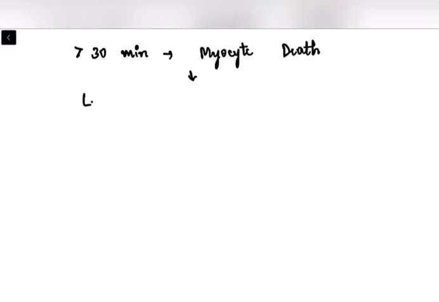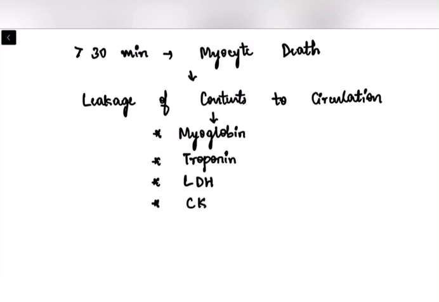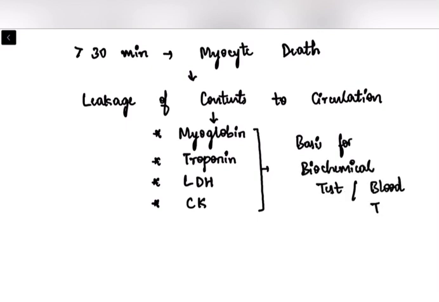This myocyte death leads to dysfunction of the cell membrane of the myocyte. That leads to leakage of contents of the myocyte. These contents are myoglobin, troponin, LDH and creatine kinase. Their level increases in blood circulation. This is the basis for the biochemical test or blood test in MI. If ischemia lasts longer than 1 hour, that leads to microvascular injury.